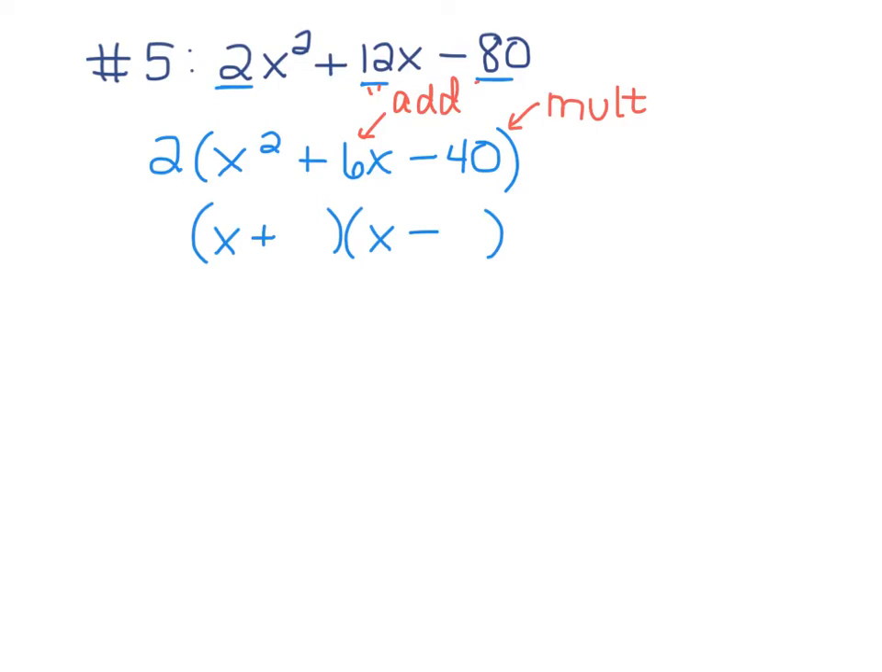So for 40, I would say 10 and 4 are going to work for us. We want to make sure that we place them so that they make a positive 6. So positive 10, negative 4 would work. Bring down your 2 in front, and here's your final answer.